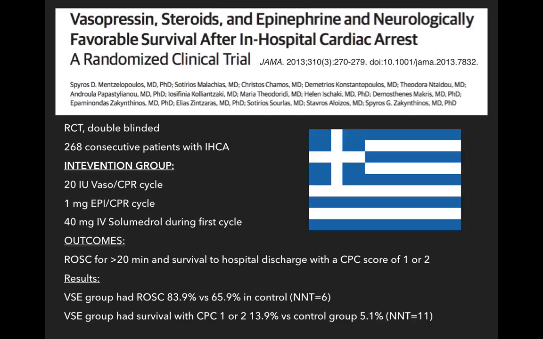And the VSE group, or the steroid group, basically had increased ROSC and improved outcomes in survival with neurologically positive scores, with a number needed to treat of like 11. So it's a pretty interesting study. I think if I respond to in-hospital cardiac arrest, I will probably be doing this.